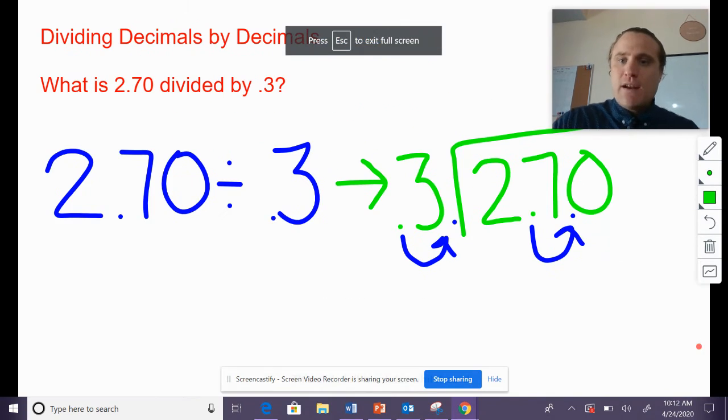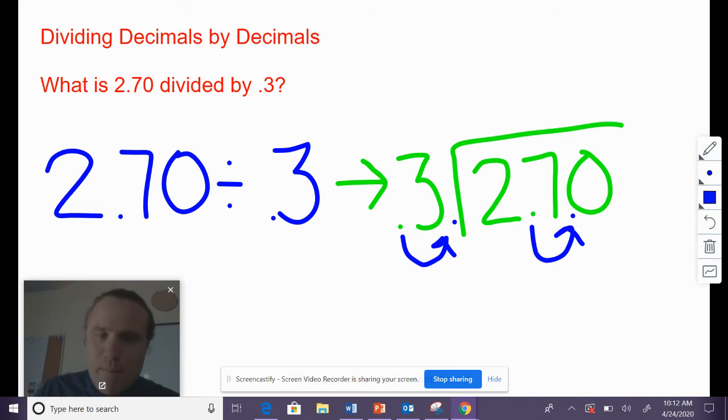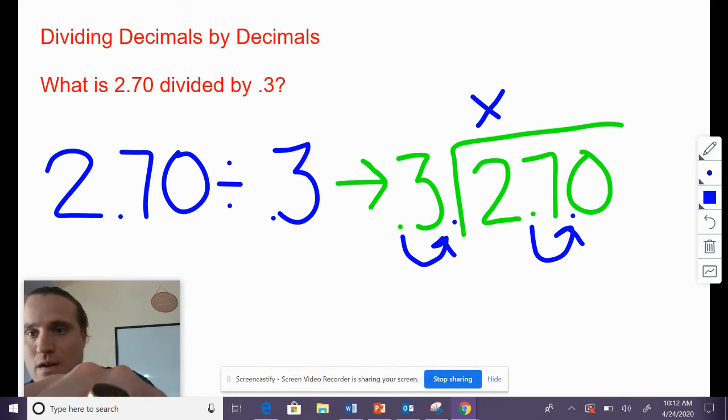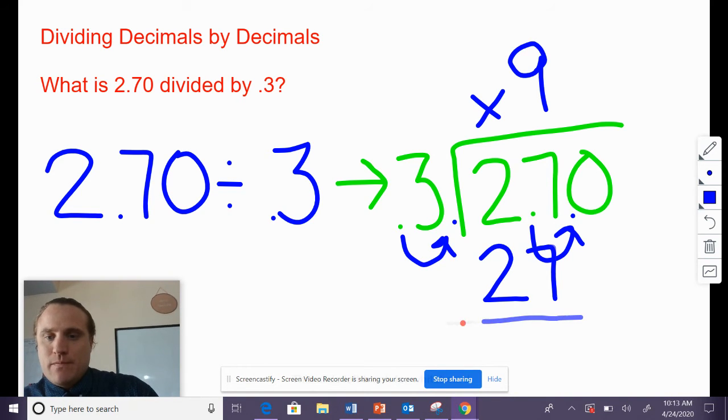So now we can solve this. But we know the why behind it a little bit. So 3 cannot go into 2. 3 can go into 27 9 times. 3 times 9 is 27. And this one was an easy peasy one.